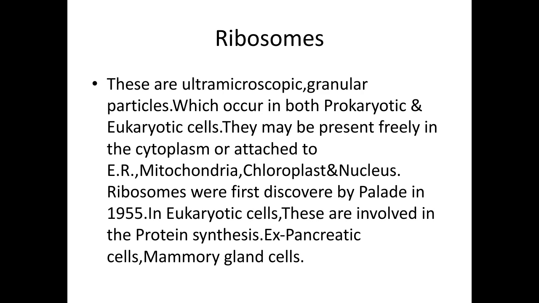Next, another cell organelle, that is the ribosomes. These are ultramicroscopic granular particles which occur in both prokaryotic and eukaryotic cells. They may be present freely in the cytoplasm or attached to the endoplasmic reticulum, mitochondria, chloroplast, and nucleus. Ribosomes were first discovered by Palade in 1955 in eukaryotic cells. These are involved in the protein synthesis process. For example, pancreatic cells and mammary gland cells.